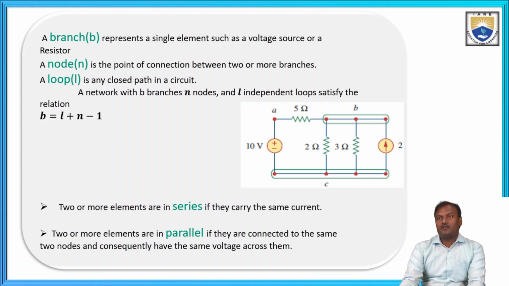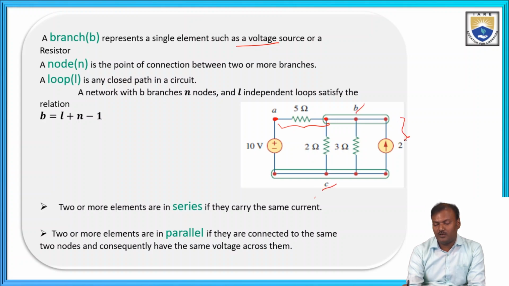These are some of the basic definitions needed while drawing a circuit or analyzing a given electrical circuit. First one is a branch, which represents a single element such as a voltage source or a resistor. Here a branch is this one, A and B, where one element of 5 ohms is connected. This is one branch, and this is another branch, B and C, between which another element is connected, that is, a 2 amp current source, and a 10 volt source is connected between A and B. These are said to be branches.